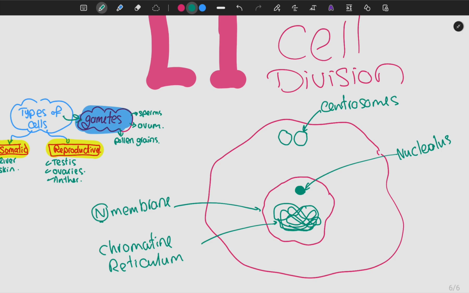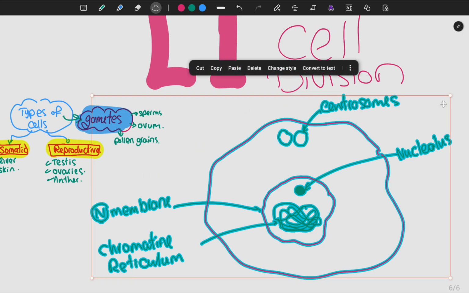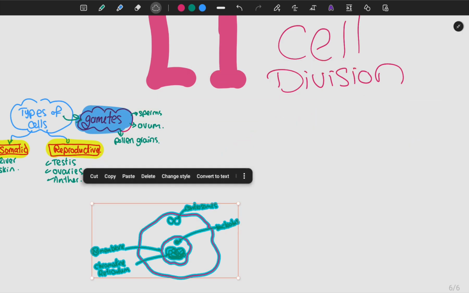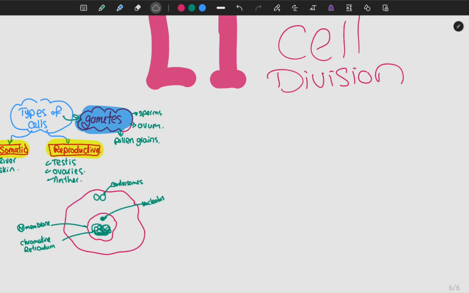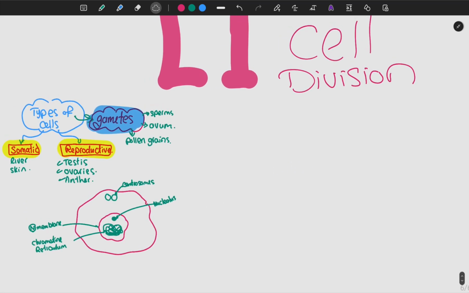Okay, let's minimize them. Of course, we will need them later in the cell division, but let's minimize them right now. Okay. Any question right now? Of course not. If you have a question, you can text me or tell me anytime in our school. Okay.